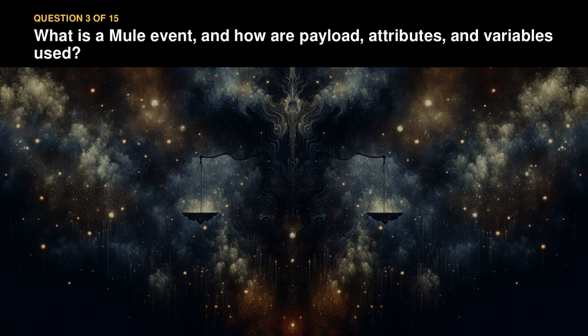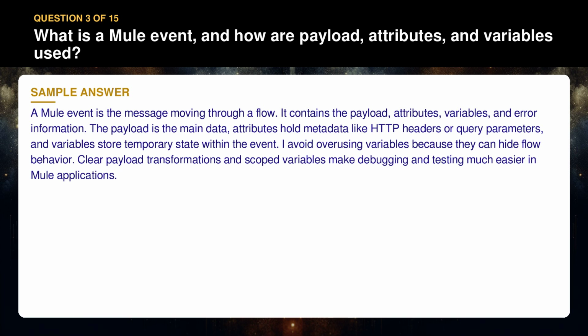Question 3. What is a Mule event, and how are payload, attributes, and variables used? A Mule event is the message moving through a flow. It contains the payload, attributes, variables, and error information. The payload is the main data. Attributes hold metadata like HTTP headers or query parameters. Variables store temporary state within the event.